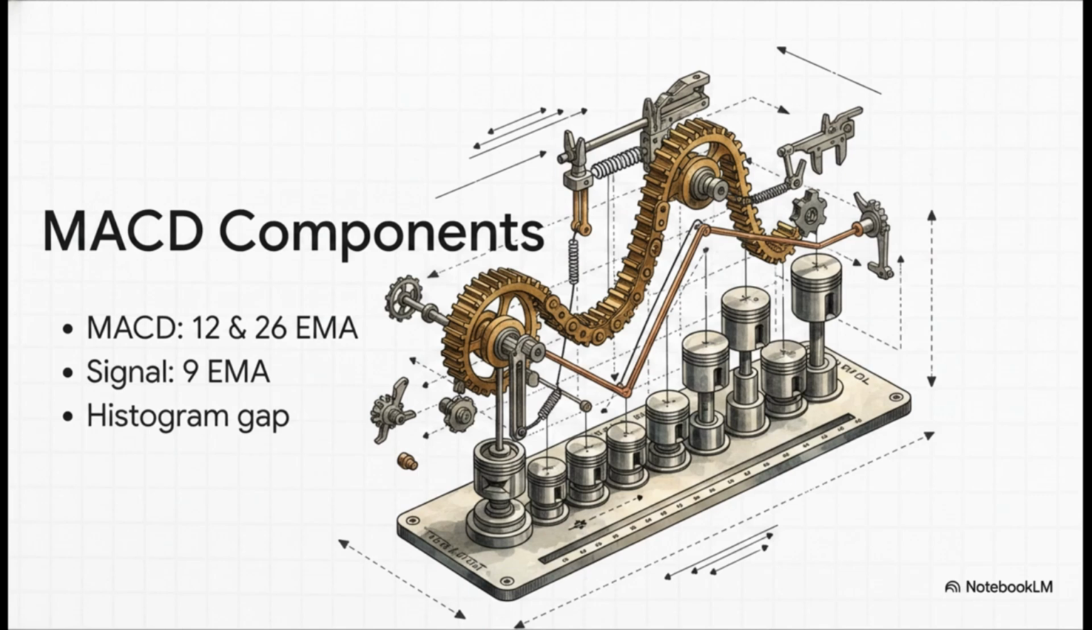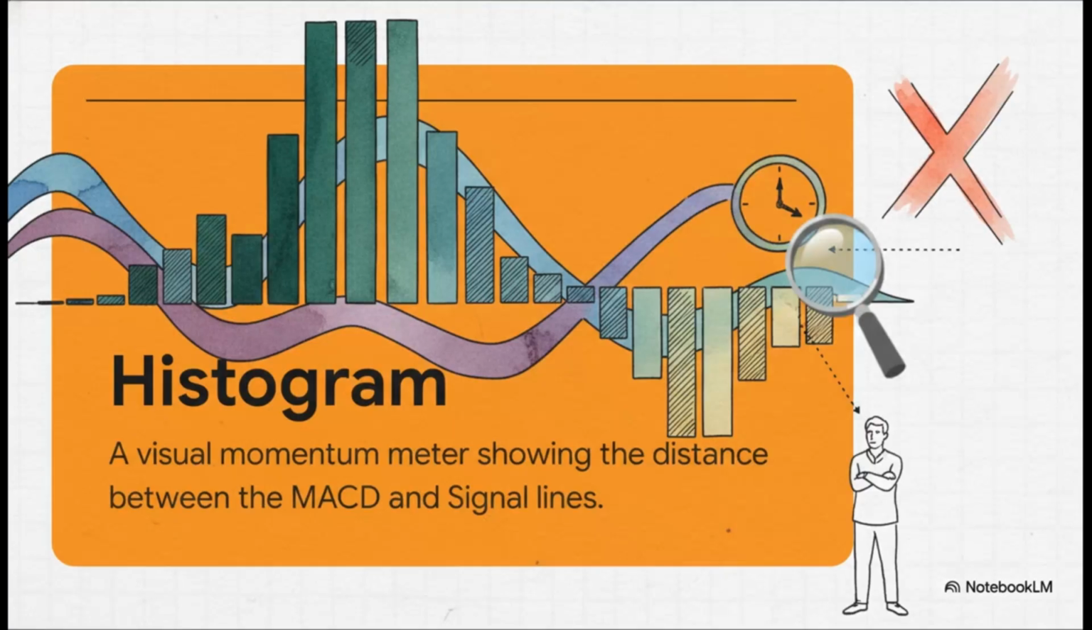This is a 9-period EMA of the MACD line itself. Why does it exist? Specifically to act as a trigger, giving us those early crossover entry signals we just talked about. And finally, Part 3, we have the histogram. All this does is measure the actual physical distance between the MACD line and the signal line. Now I want you to think of the histogram as your visual momentum meter.